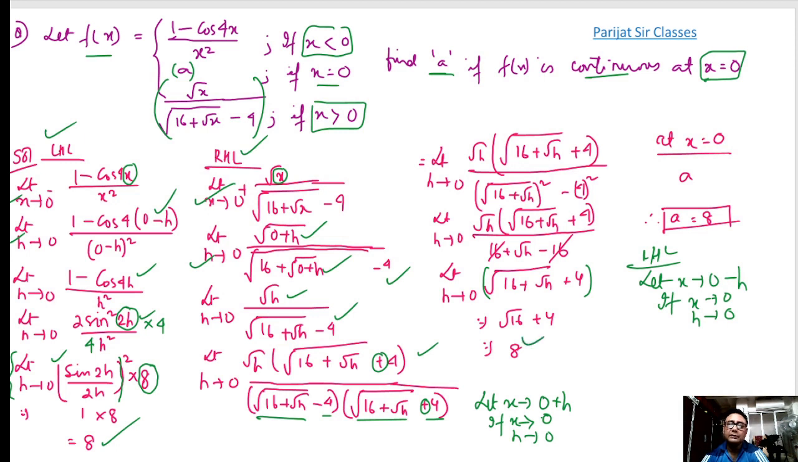we get this. Because it is a continuous function, the left hand limit should be equal to the right hand limit, which should be equal to the value at x equal to 0. At x equal to 0 it is a, so a should be 8.